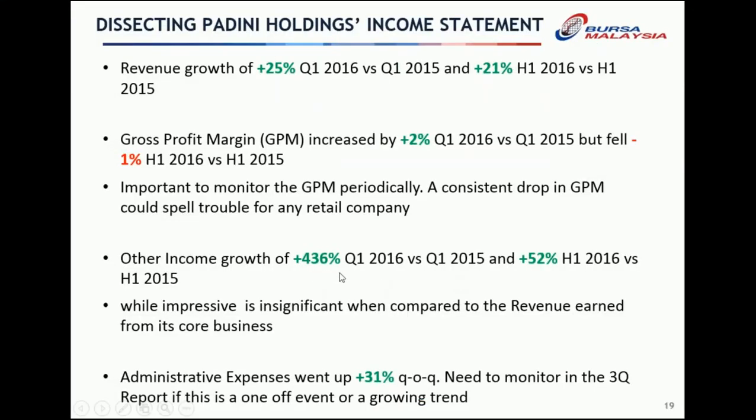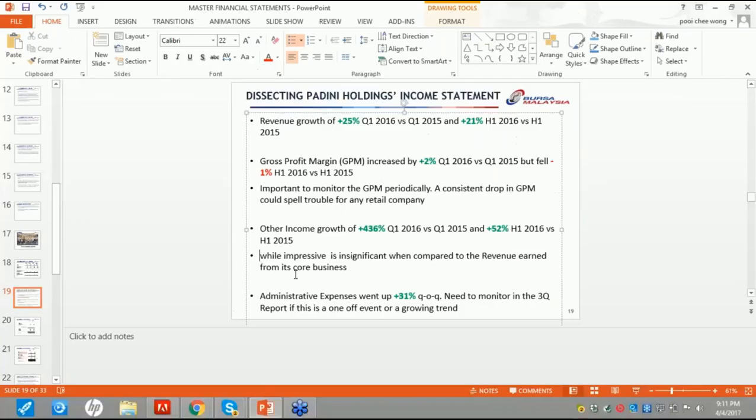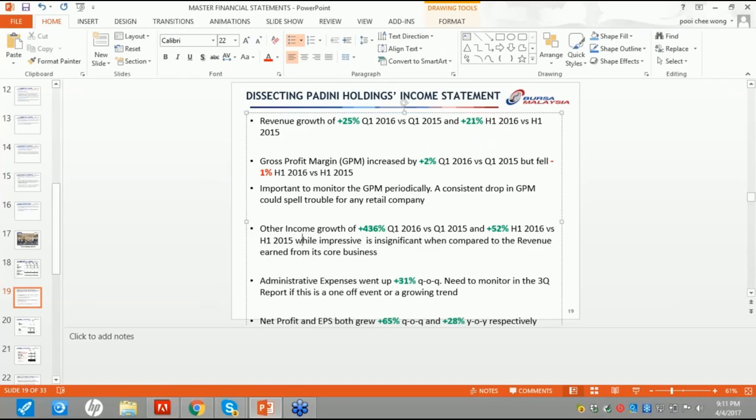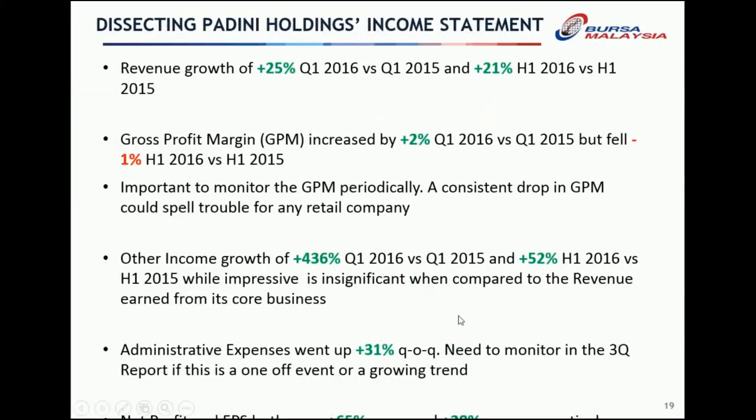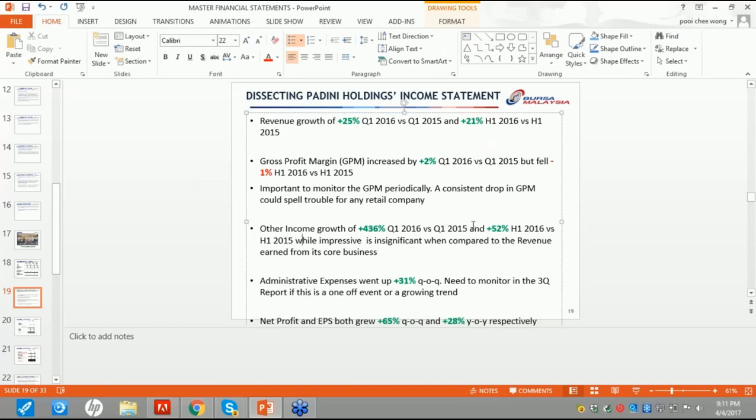Other income increased 436%, and 52% for first half 2016 versus first half 2015. To me, it's not a main core business, so that's why I term it as other sources of income, which may have some impact. Here we see that its contribution is quite significant, 8 million in terms of ringgit value, but in terms of percentage value, it's actually quite a small percentage. Administrative expenses went up 31%.